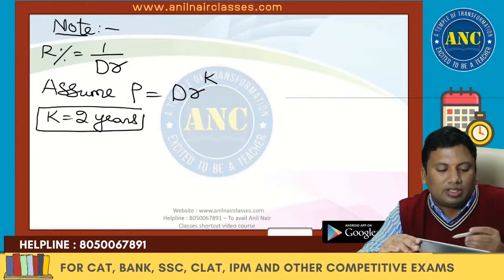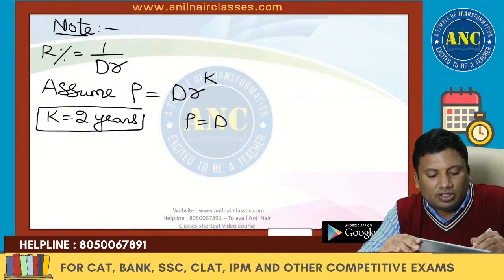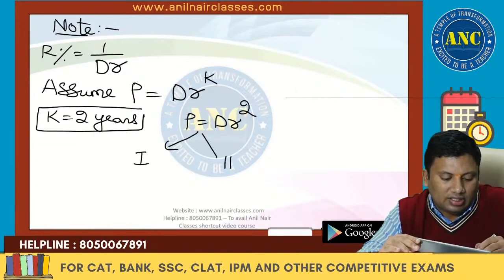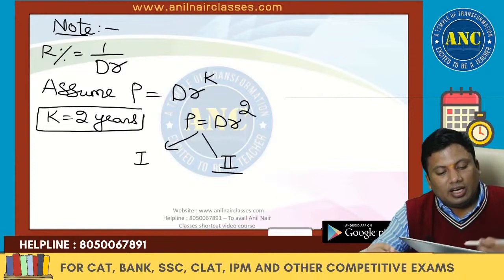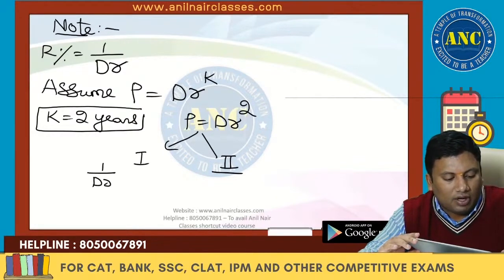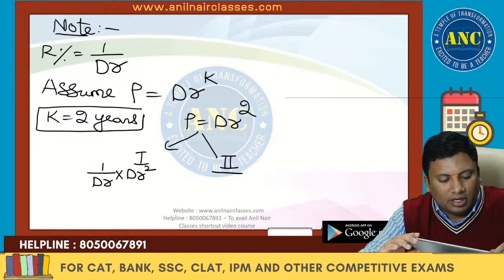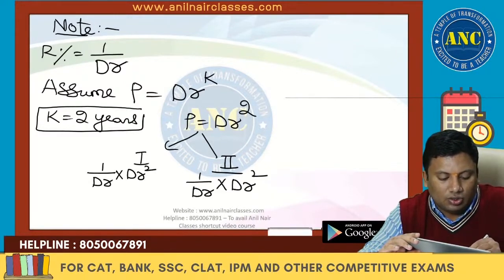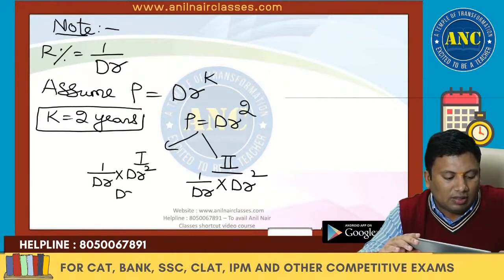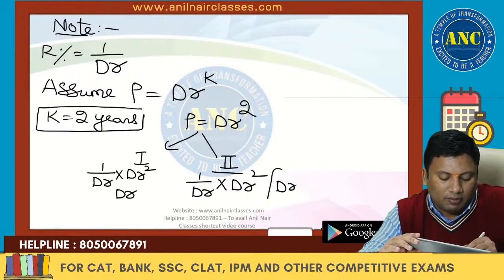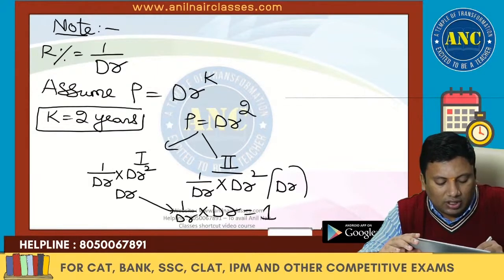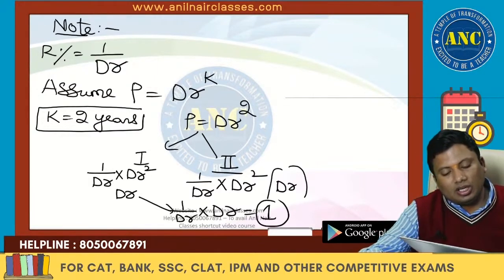It is 2 years, so principal is denominator square. First year and second year. So the first year it is 1 by denominator into denominator square. Second year SI also is 1 by denominator into denominator square. D is nothing but the denominator. 1 by denominator into denominator. Interest on interest is nothing but 1.